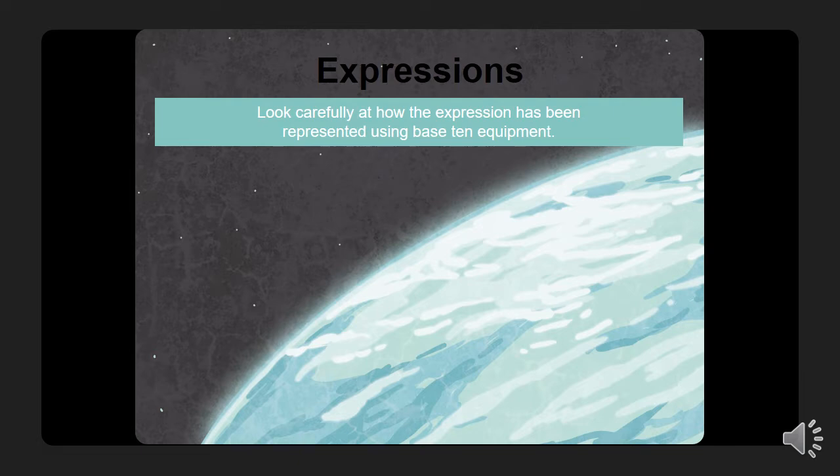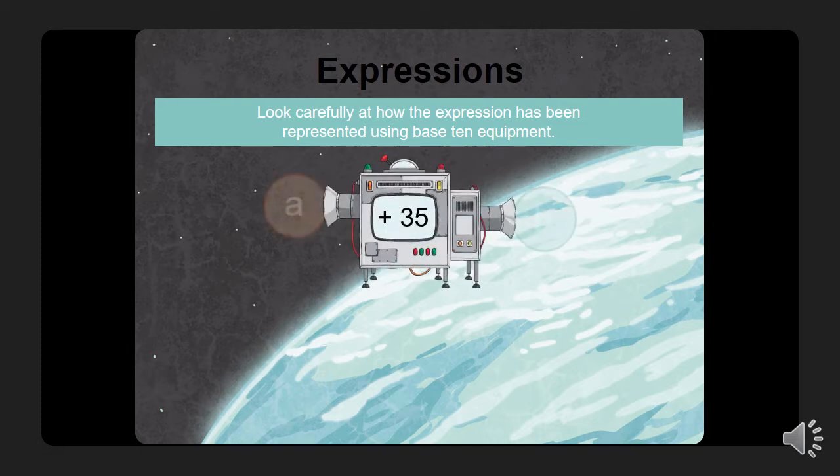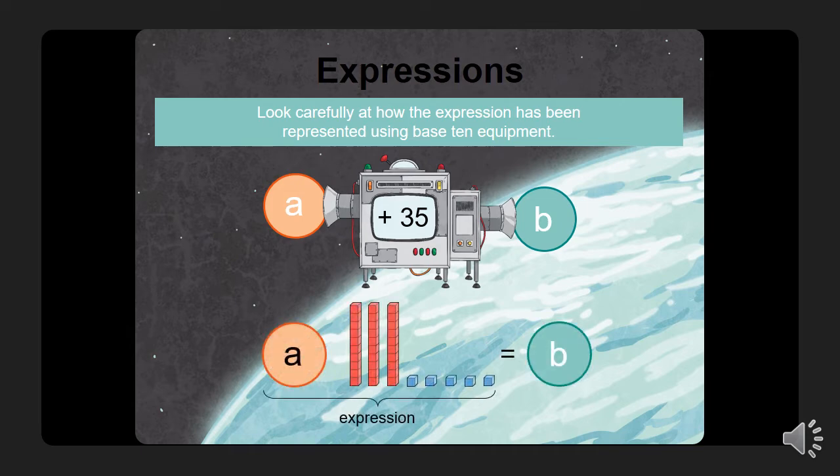Now I want you to look carefully at how the expression has been represented using base 10 equipment. Do you remember at school we have our base 10s that we often use? Well, let's have a look at how we can use it here when we're looking at function machines. You'll see here that where we've added 35, we've got 3 10s and 5 1s. So we know that A, whatever A is, plus our 35 will give us B. So that's where we're using our base 10s to represent what we know all of that will be equal to. So when we put all of those together, we'll get the same as the number that we have in B.